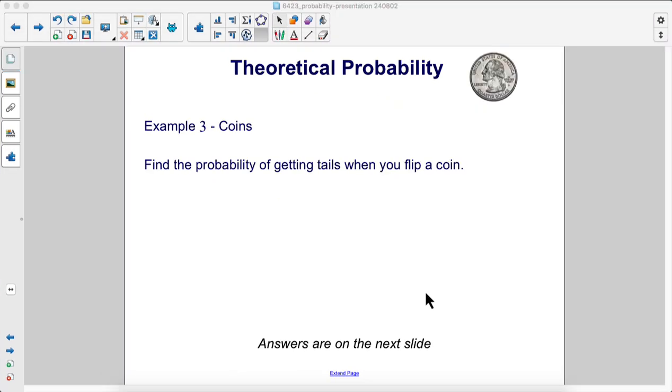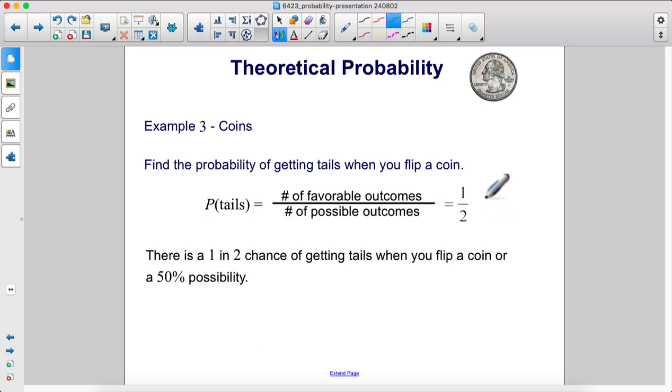Find the probability of getting tails when you flip a coin. There's a 1 in 2 chance of getting tails when you flip a coin because there's 2 sides to a coin, heads or tails, and tails is just one of those 2 options. So that's a 50% possibility.